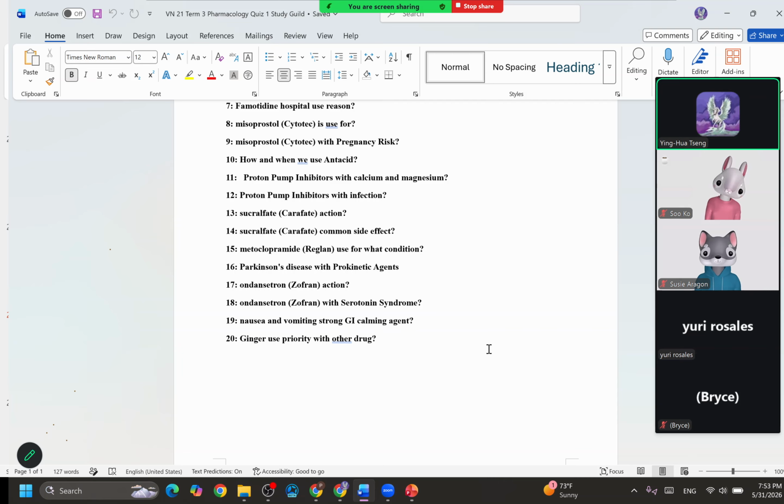Okay, number 15. Reglan. What condition is Reglan used for? The action. It empties the stomach, GERD, gastroparesis. Yes, we can empty the GI system faster. So this is the reason.